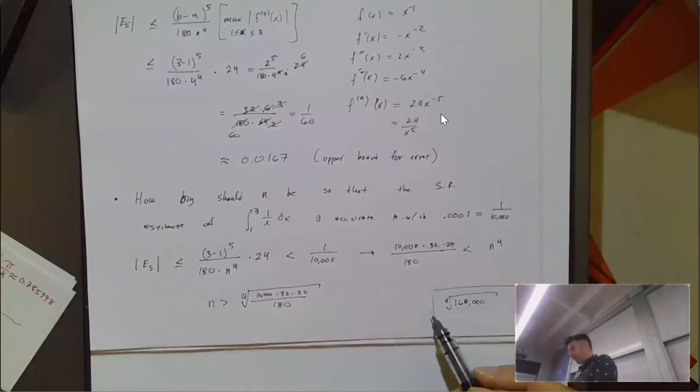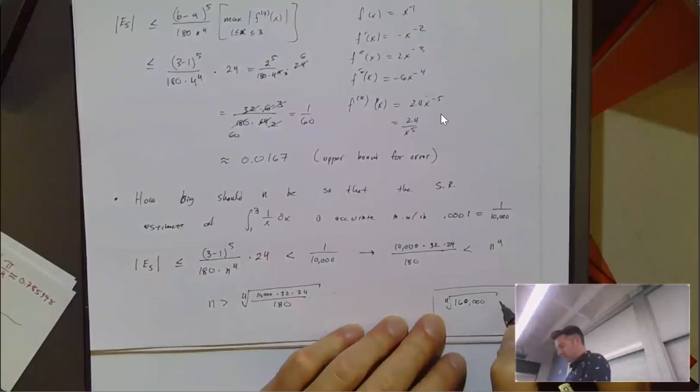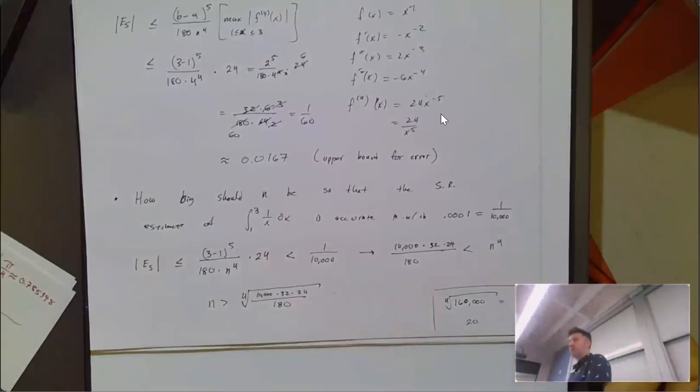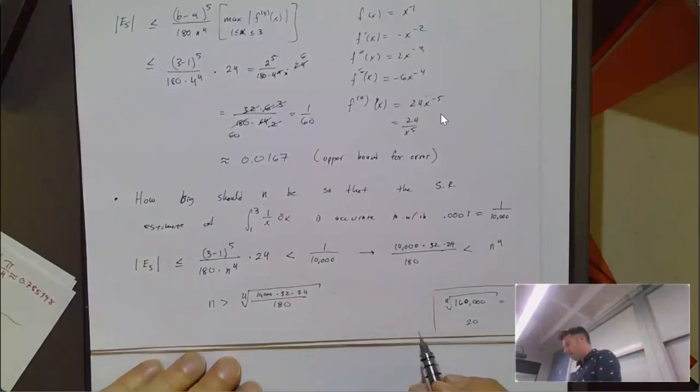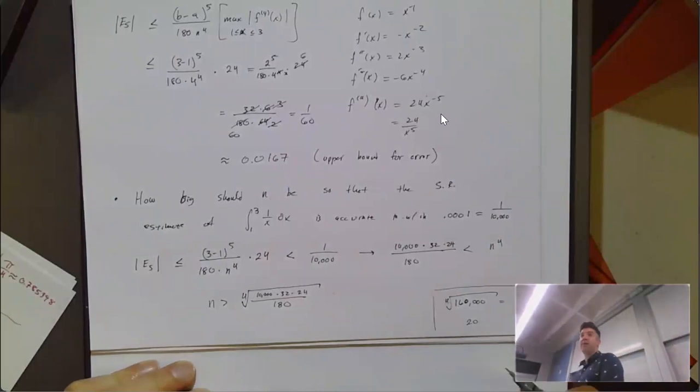Someone might try to make this happen on the test. So when you're taking the fourth root of it, you're like, oh, well, the fourth root of 160,000 is 20. I feel like I might be off by a zero, but I don't think I am. 20 times 20 is 400. 400 times 400 is 160,000. Yeah, we're good. But that's probably not going to happen.